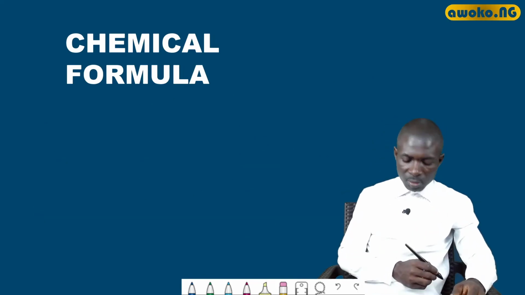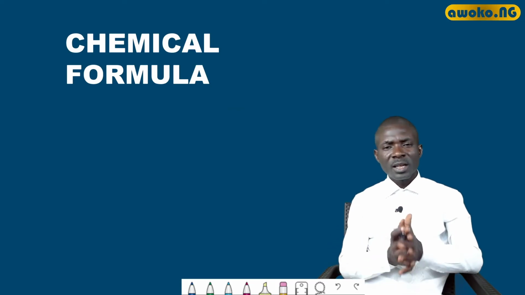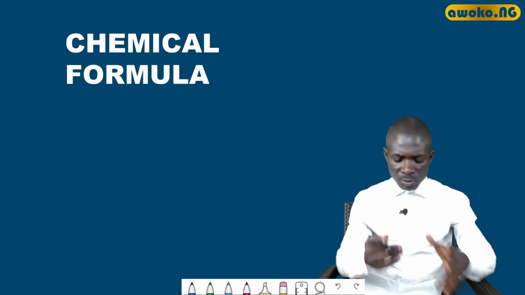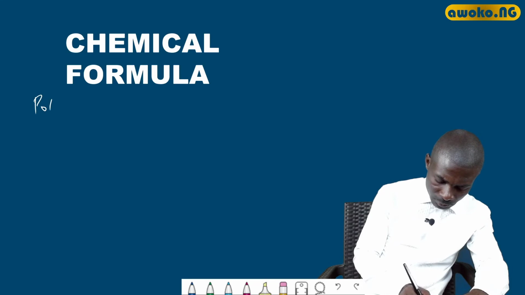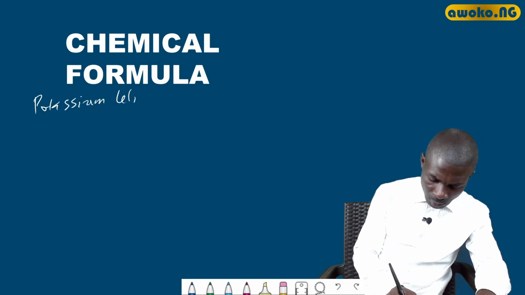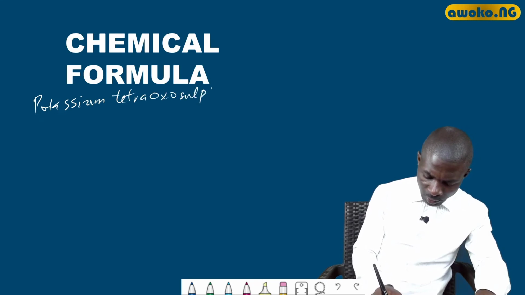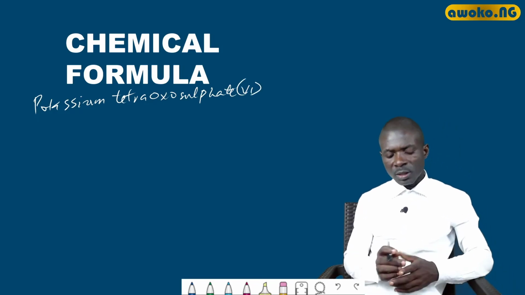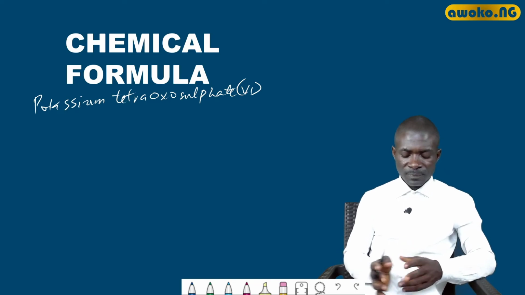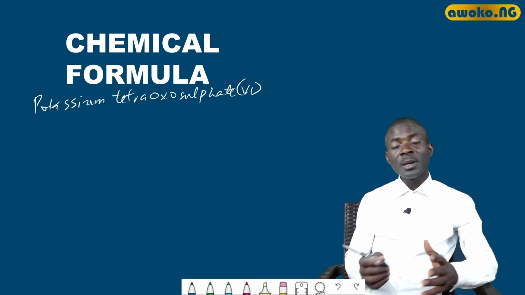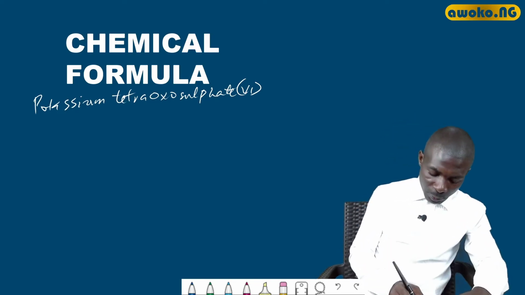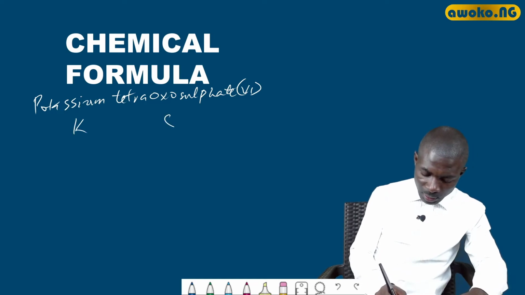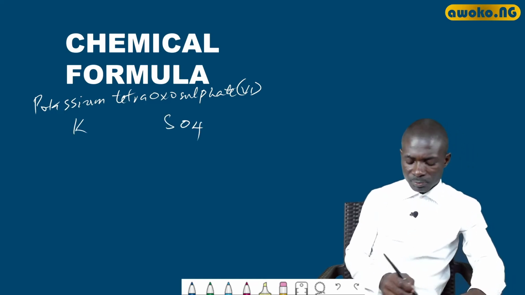Still on chemical formula, let us take a look at another compound called potassium tetraoxosulfate 6. Okay, potassium tetraoxosulfate 6. Now, potassium tetraoxosulfate 6 is made up of two ions also. We have the potassium ion and the tetraoxosulfate 6 ion.